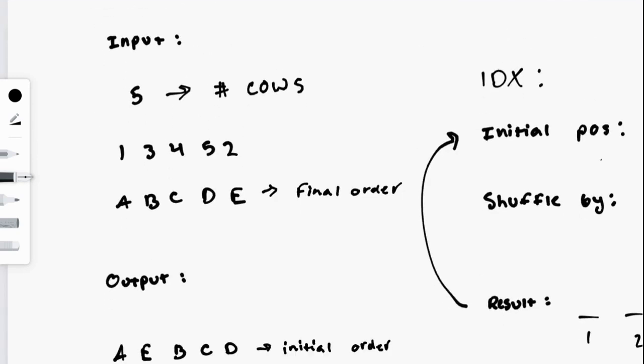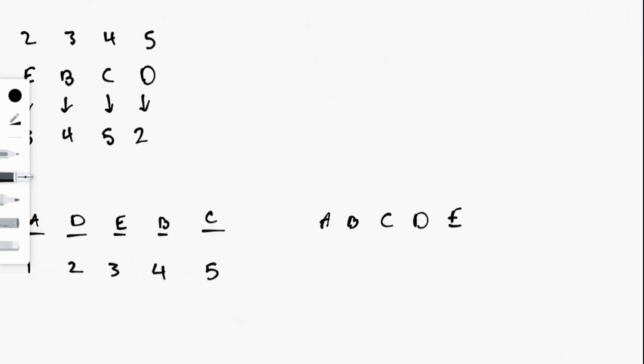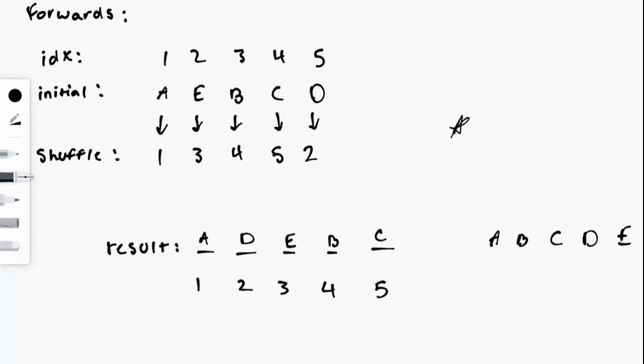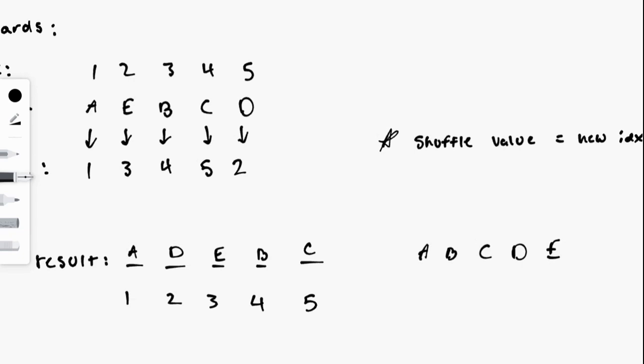Because remember, our input is giving our final order, and we can see that our final order matches what the input is. And the key takeaway from this is that the shuffle value is equal to the new index. This is what it will be for our forward logic. So now, if we want to do backwards, we have to do the opposite of this.